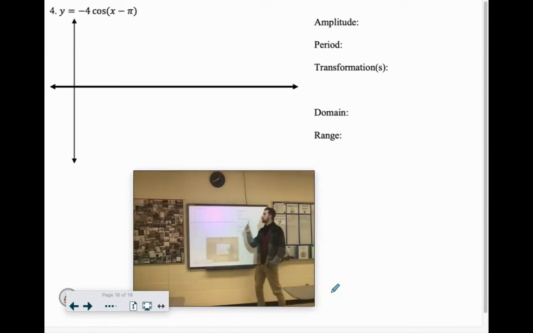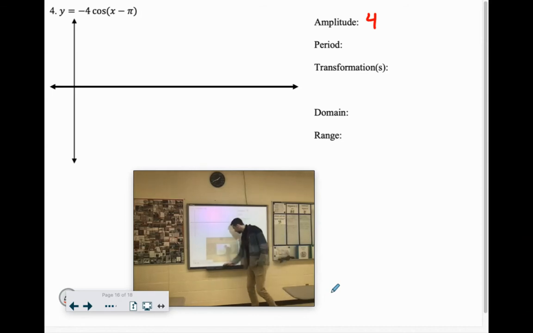y equals -4 cosine(x - pi). Okay, the amplitude comes from the front number, the -4. We just take the absolute value, so the amplitude will be 4. It'll go up 4 and down 4 from the center of the graph.